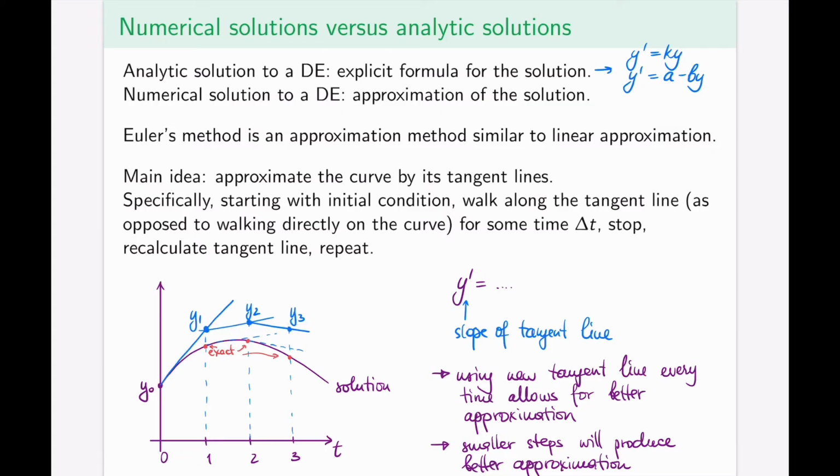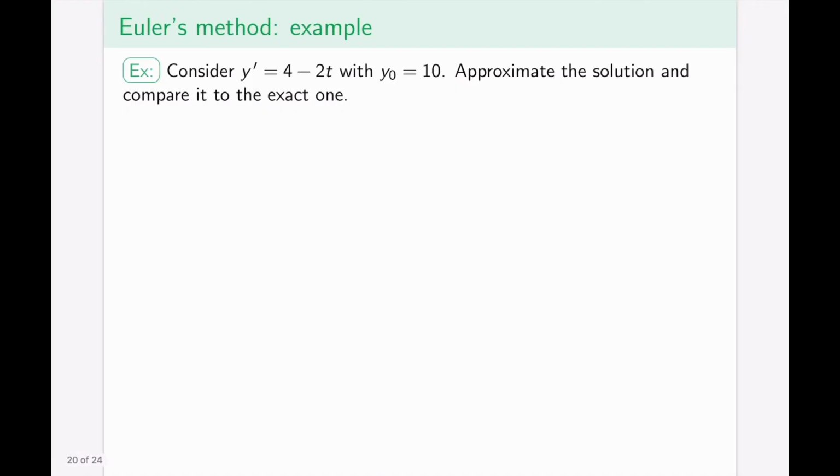Let's now take a look at a particular example so we can see how this works with the very specific graph and the very specific function. So here we're given a differential equation y prime is equal to 4 minus 2t with the initial condition of y(0) equals 10. We would like to approximate the solution and then compare it to the exact one.